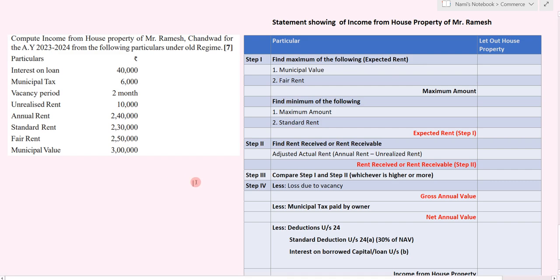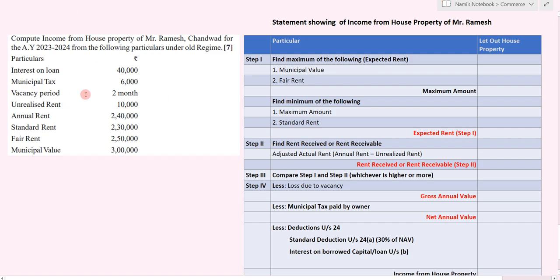I'm Namita Mane. In today's video, let us solve an example of income from house property. This example was asked in the SPPU examination April 2023, class TYBCOM semester 6. The marks for this example are a total of 7 marks.